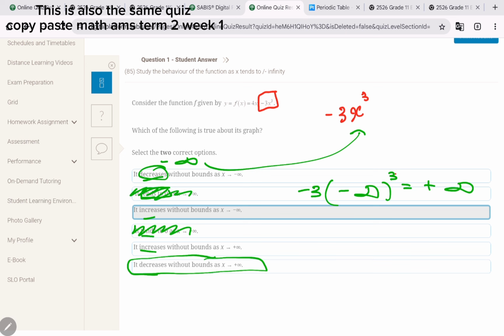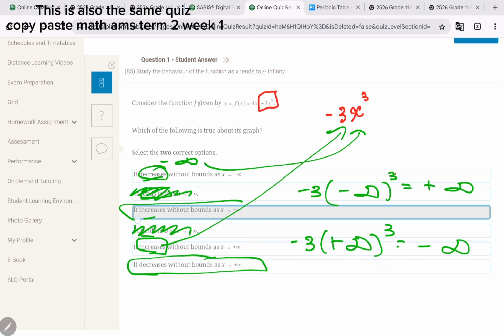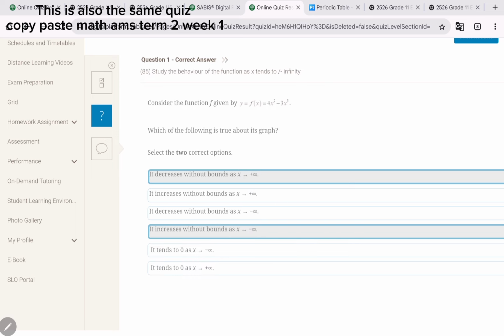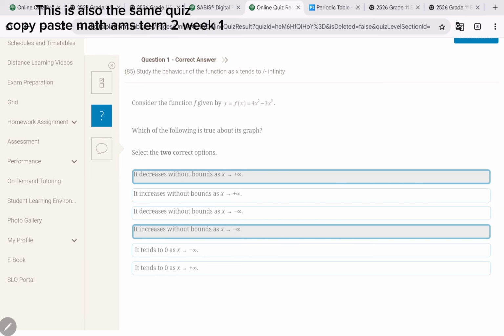Then it increases without bounds. What does this mean? This means I need to substitute plus infinity, because increases means plus infinity, in the original equation. So minus 3 times plus infinity to the power of 3. This will give me minus infinity. Sorry, wrong option. It increases without bounds, okay, as x approaches negative infinity. So if you check the answer key, it decreases as x approaches plus infinity, it increases as x approaches negative infinity. So this is how we solve the first question.